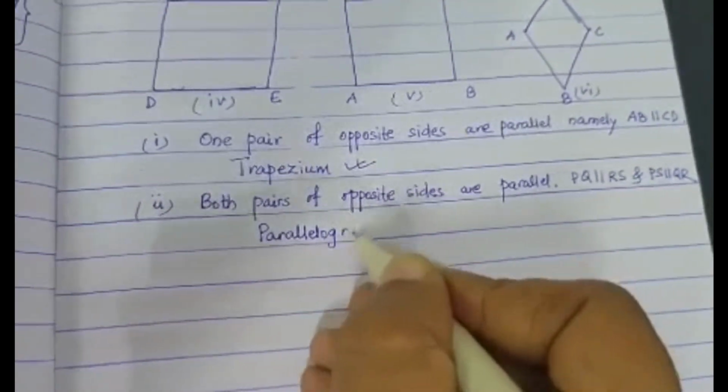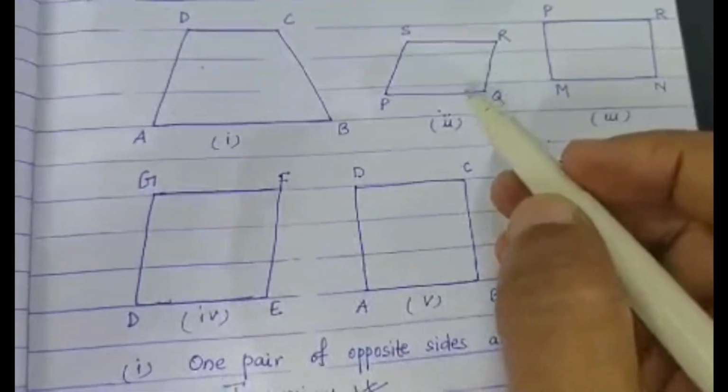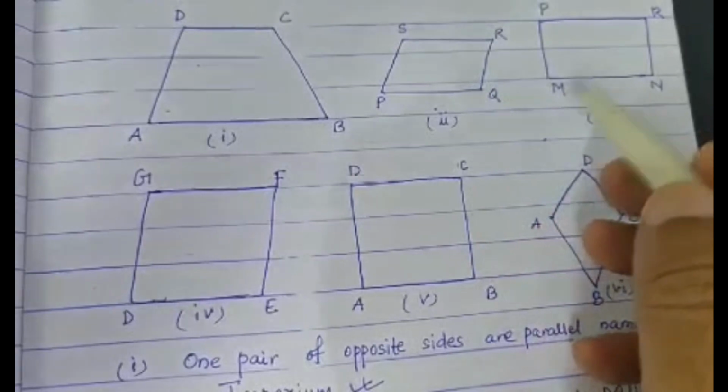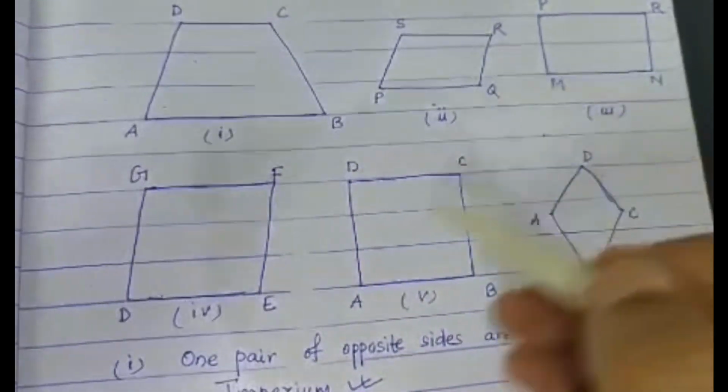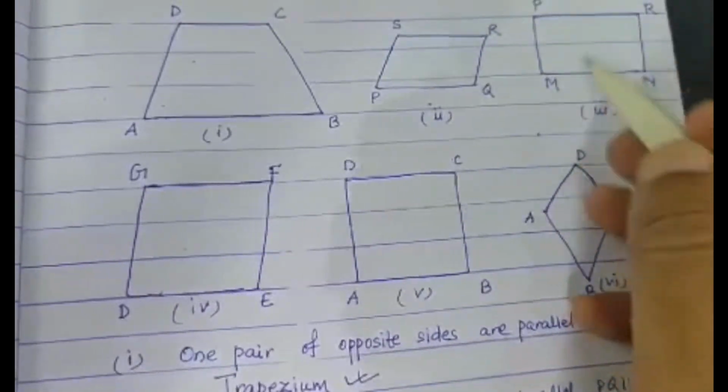Parallelogram. All right. So this is a parallelogram. Now if you look at this figure, this one and this one, all these are parallelograms. 2, 3, 4 and 5, all of these are parallelograms because opposite sides are parallel.